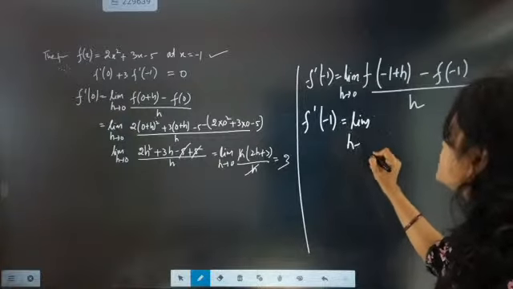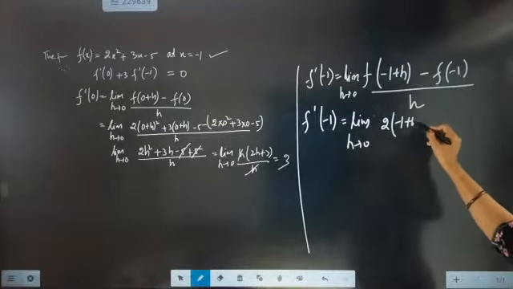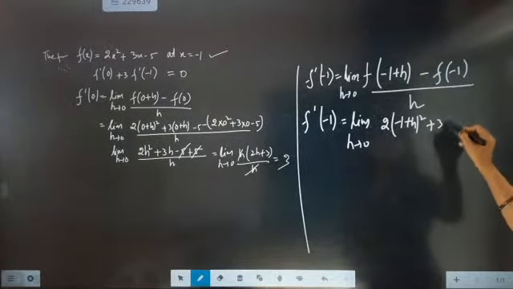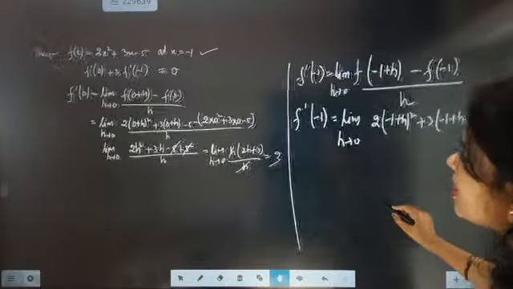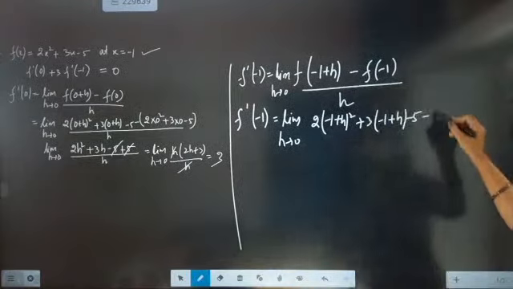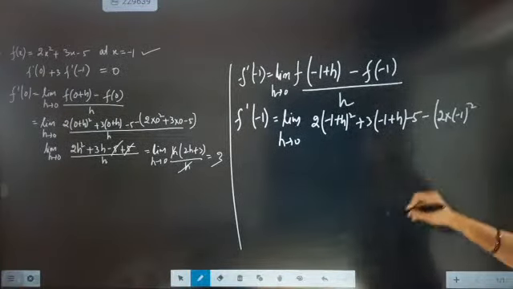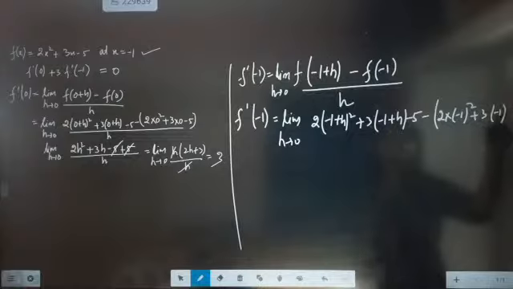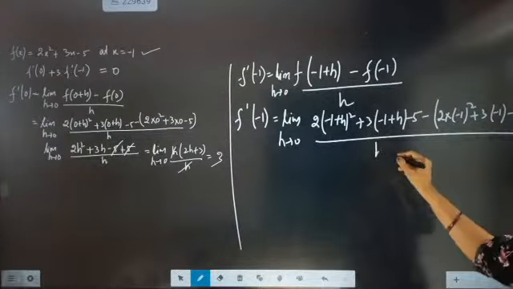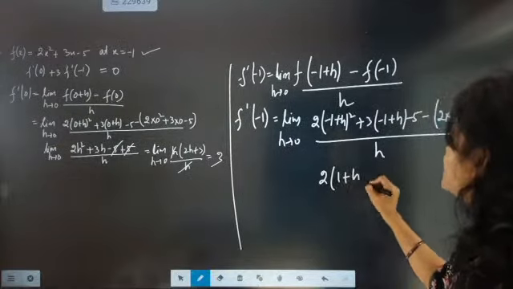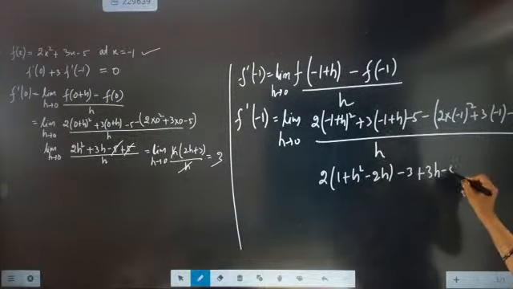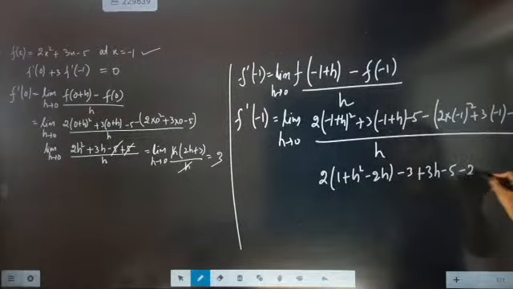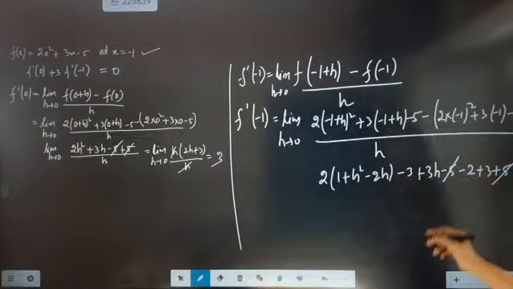So f dash minus 1 equal to limit h tends to 0. It is going to come as 2 into (minus 1 plus h) whole square plus 3 into (minus 1 plus h) minus 5, and this side, minus 1 is there, so it will become 2 into minus 1 whole square plus 3 into minus 1 minus 5, by h. So it is going to be 2 (1 plus h square minus 2h) minus 3 plus 3h minus 5. It is going to be coming as minus 2, plus 3, and plus 5. So minus 5 plus 5 already gone.